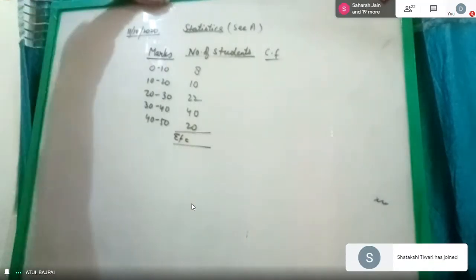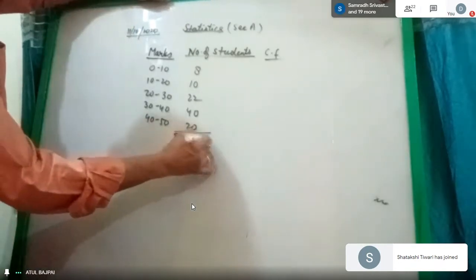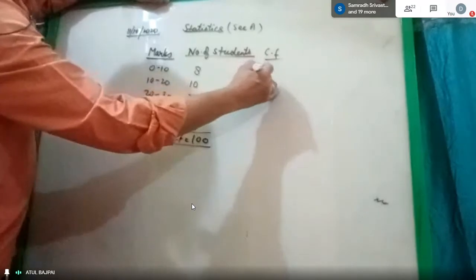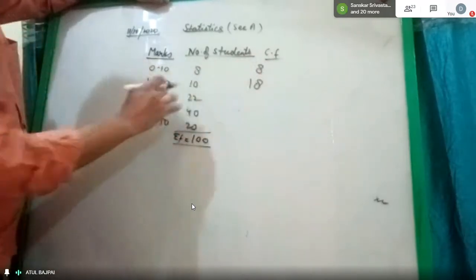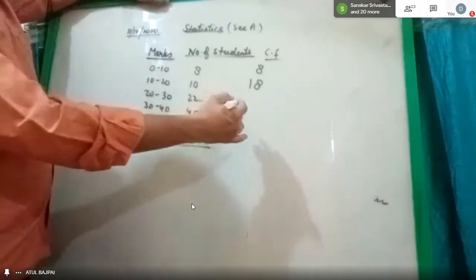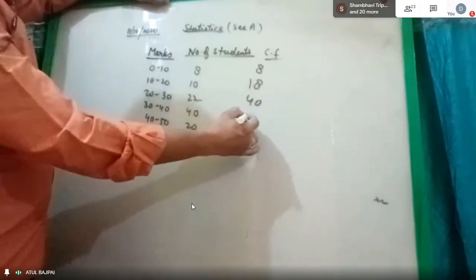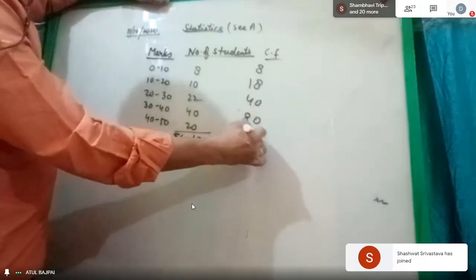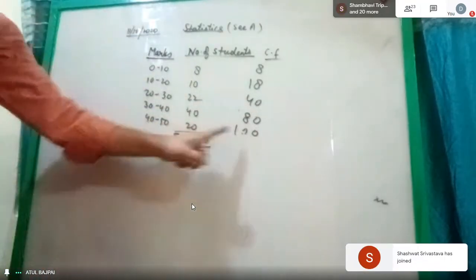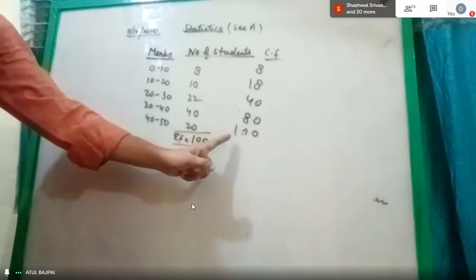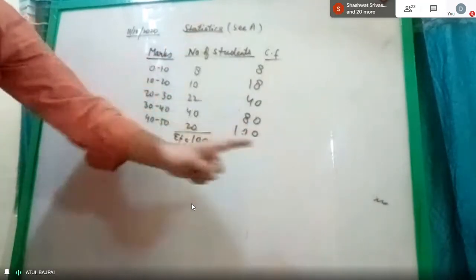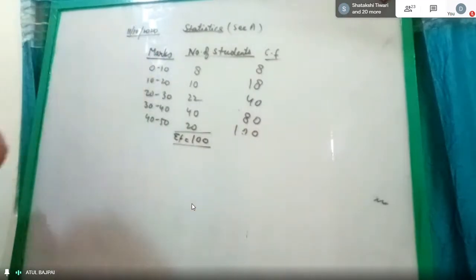What is the total of this total? Anyone would like to help or should I move? 100. Let us move ahead. Cumulative is 8, 18, 18 plus 20, 40, 40 plus 40, 100. Matching. Please be alert, most of the time cumulative frequency calculations are wrong and all answers get 0. Now this part is done.